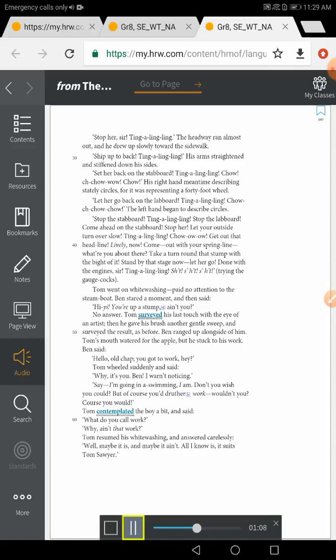Tom went on whitewashing, paid no attention to the steamboat. Ben stared a moment, and then said, "Hi-yi! You're up a stump, ain't you?" No answer. Tom surveyed his last touch with the eye of an artist. Then he gave his brush another gentle sweep, and surveyed the result as before. Ben ranged up alongside of him. Tom's mouth watered for the apple, but he stuck to his work.